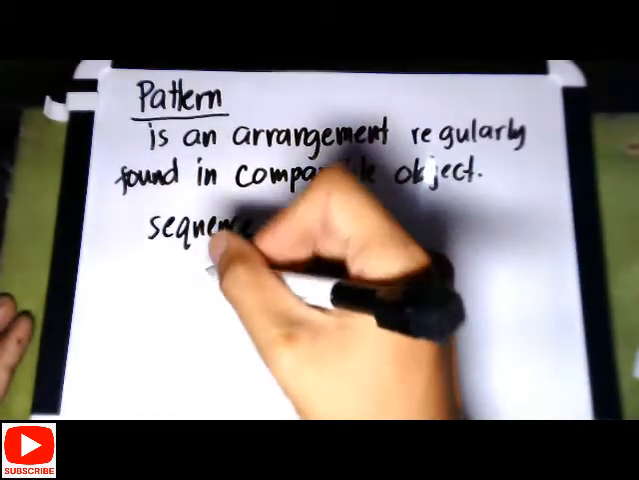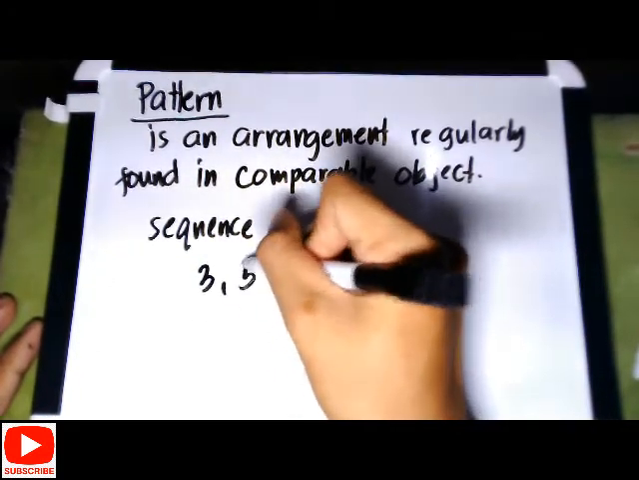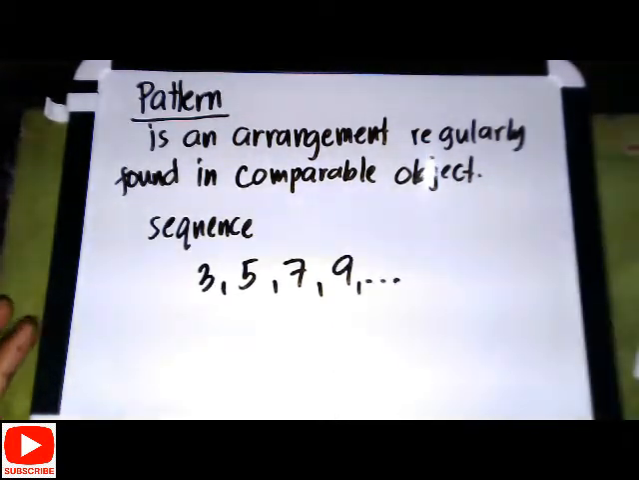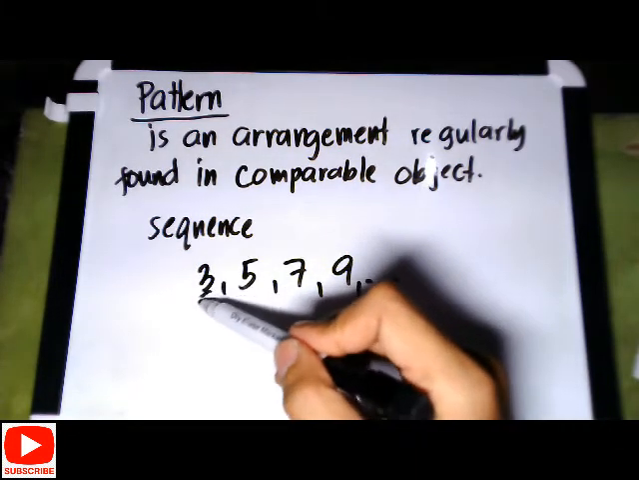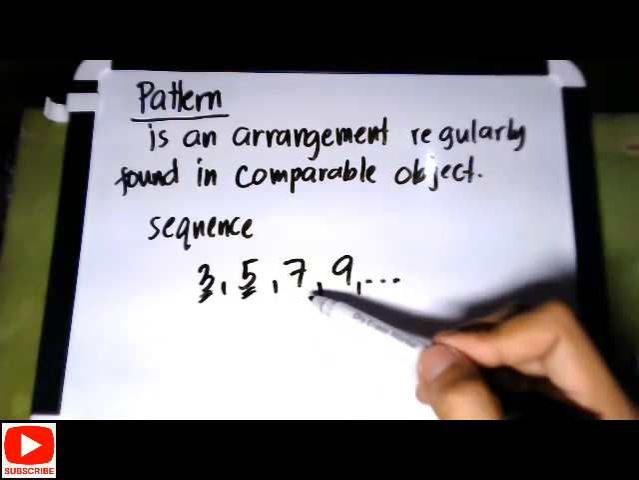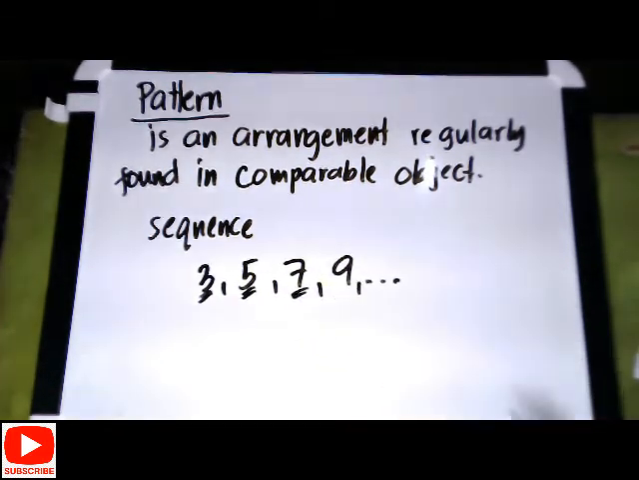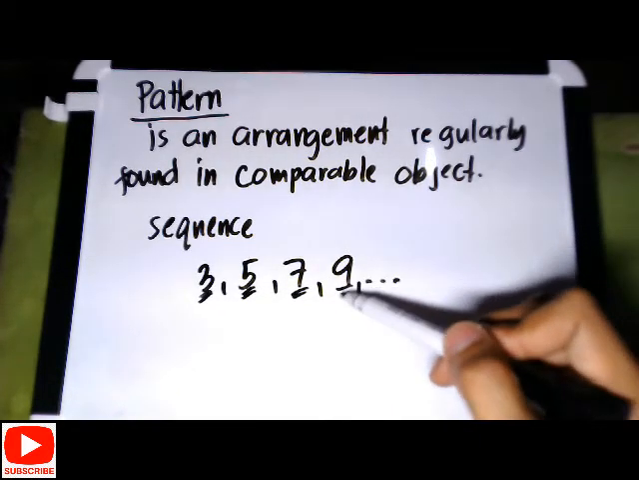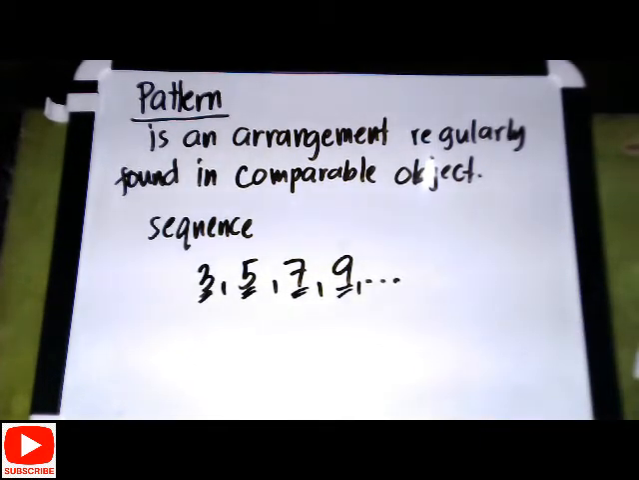For example, 3, 5, 7, 9, and so on. This is a sequence of numbers. Now, let's try to identify the pattern of this sequence. From 3, why did it become 5? From 5, why did it become 7? From 7, why did it become 9? Let's check what the pattern is.